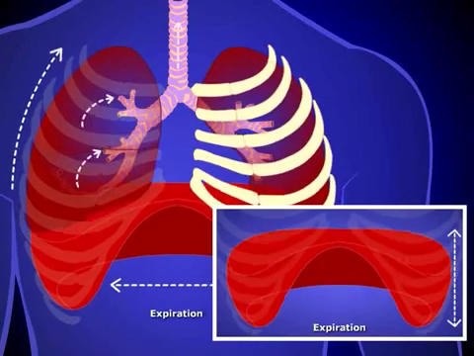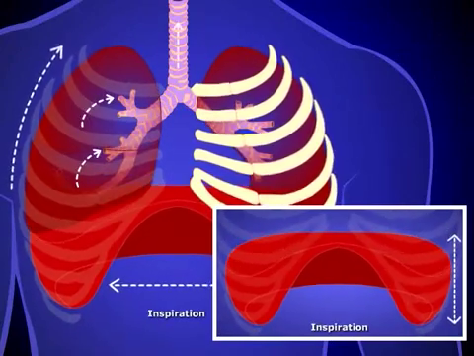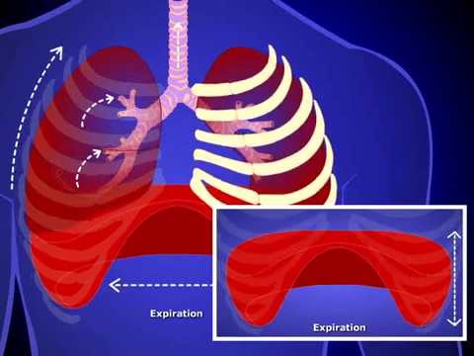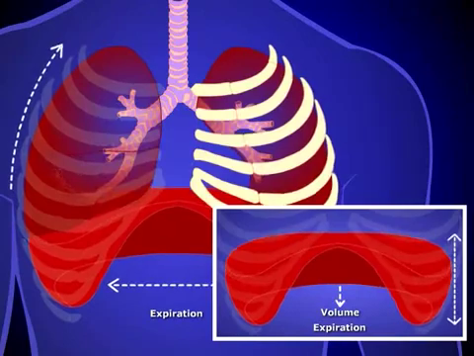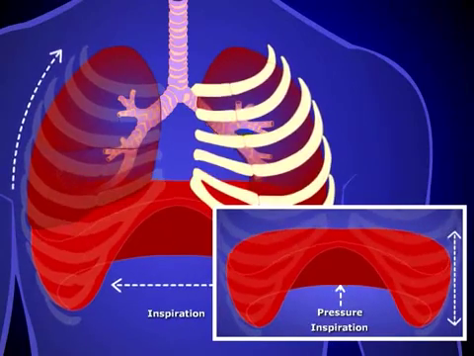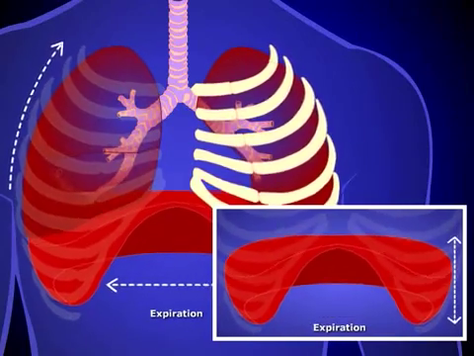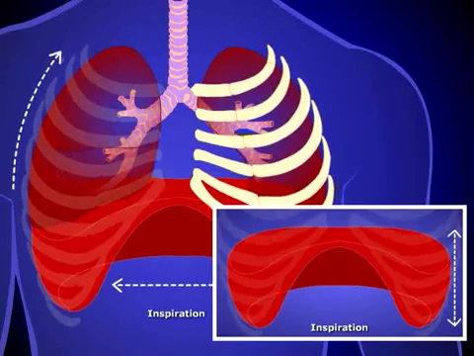During expiration, intercostal muscles and the diaphragm relax, leading to recoil in the thoracic cavity. This results in both a decrease in lung volume and a corresponding increase in pressure, which leads to air within the lungs being expelled.